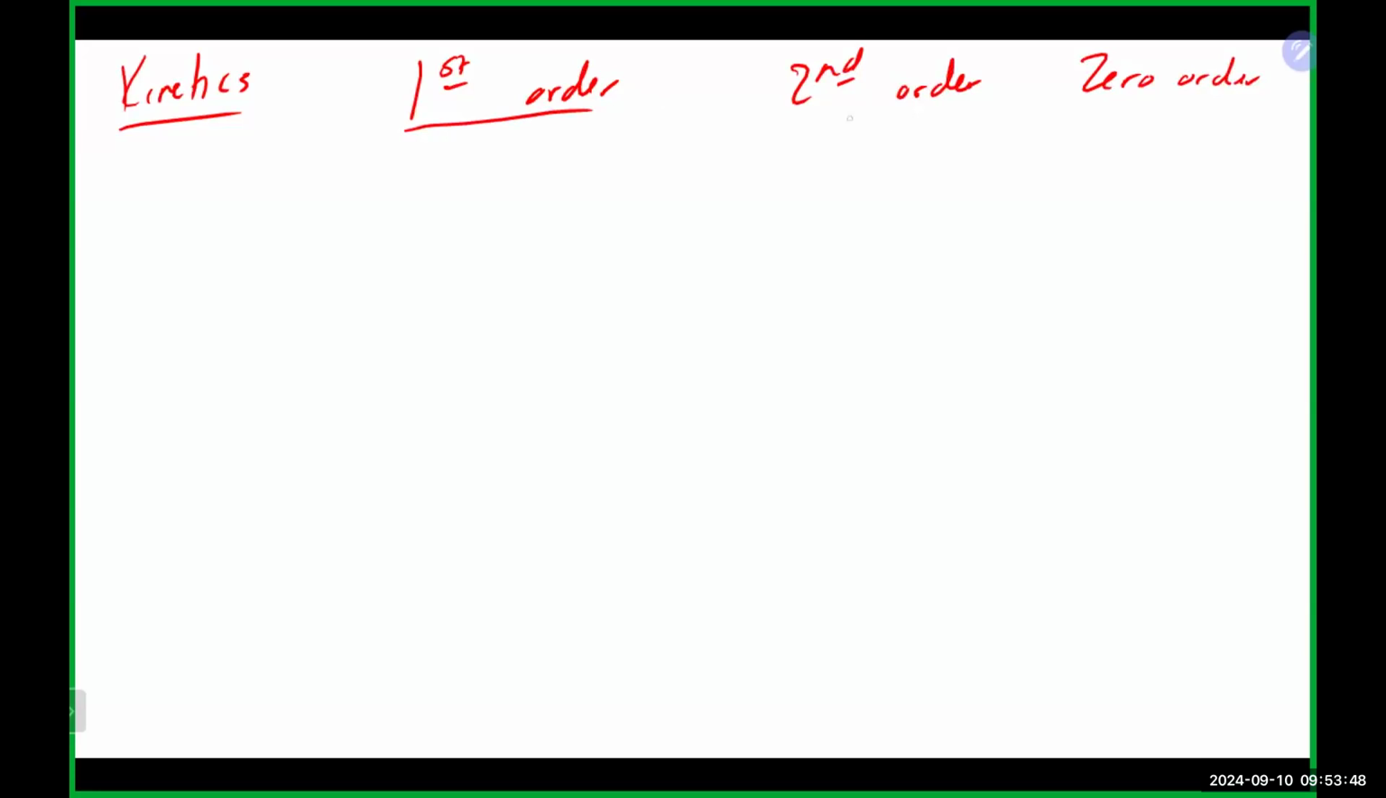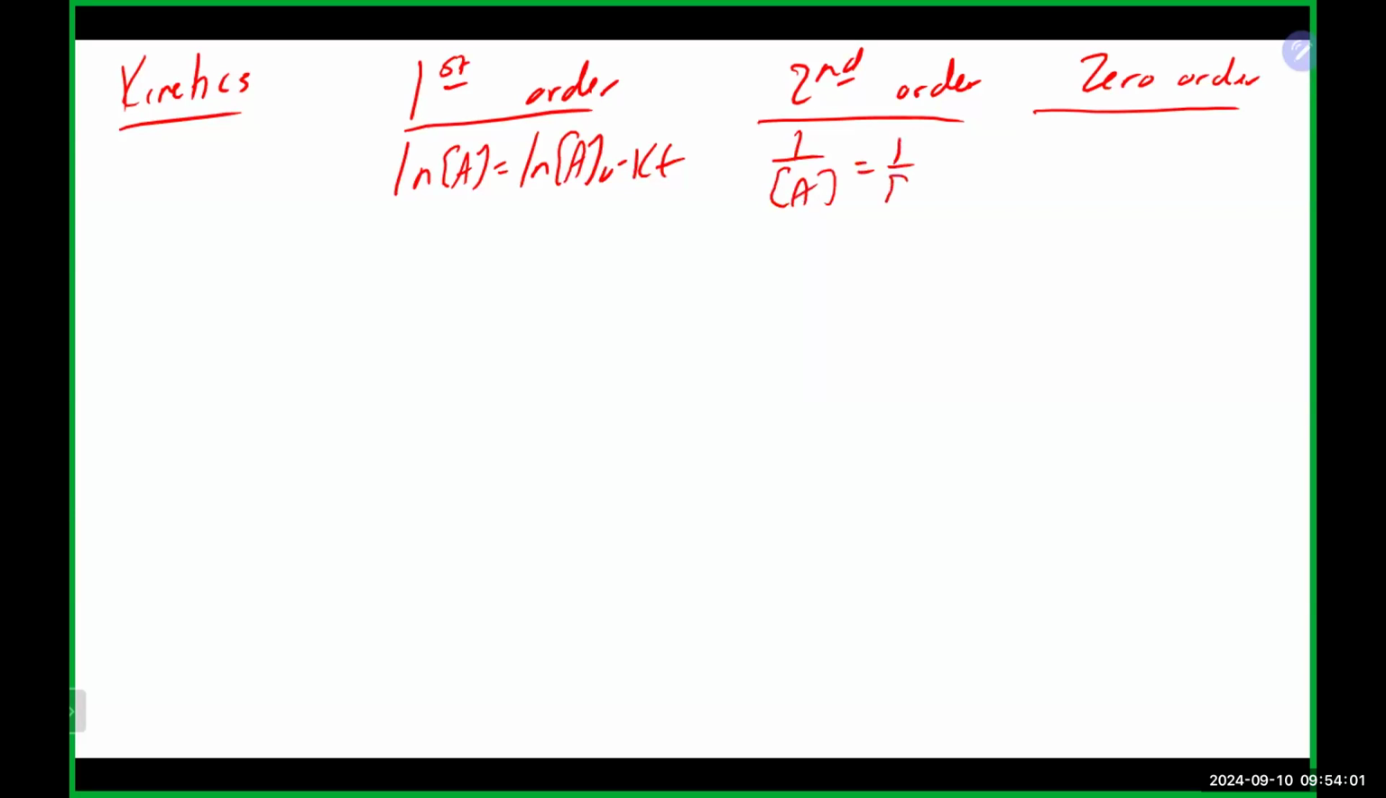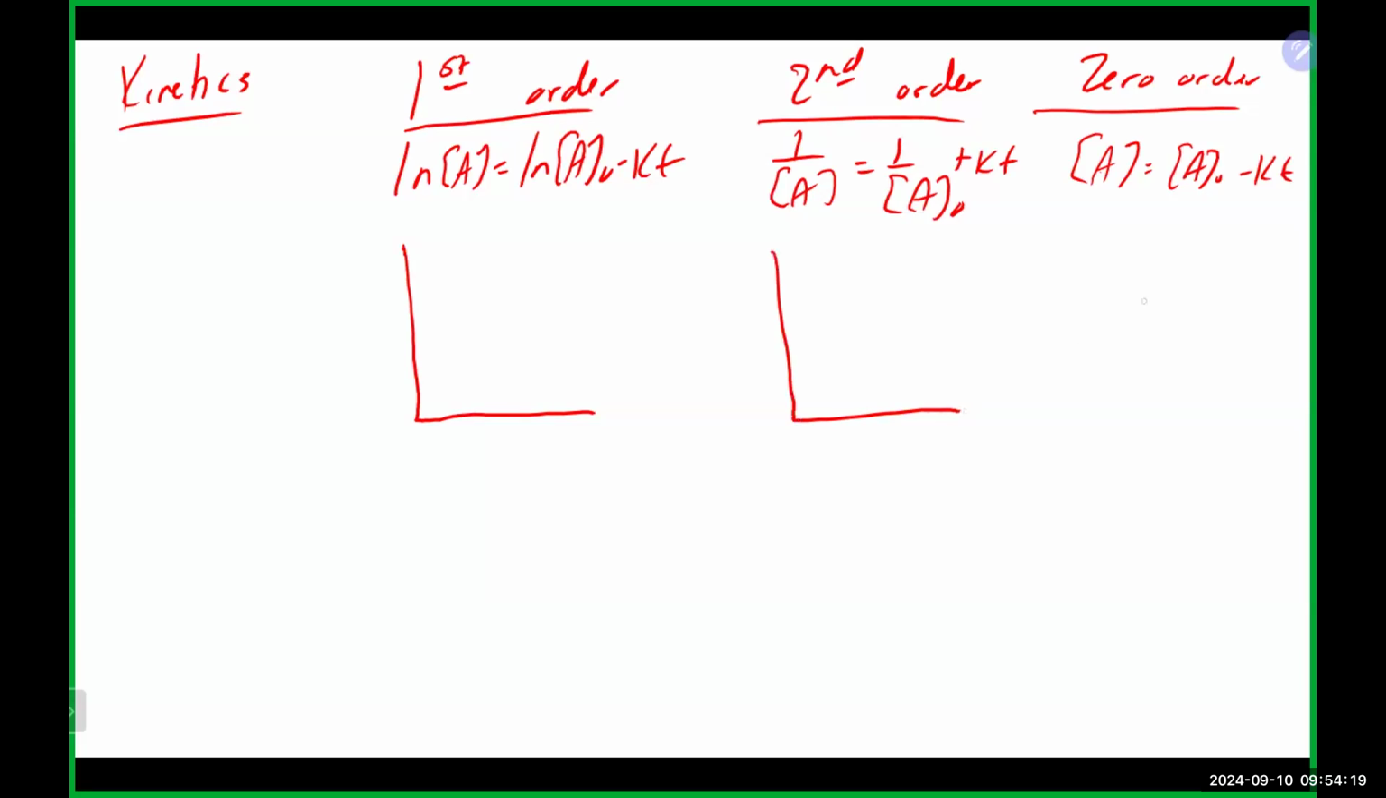Now, each of these has an integrated rate law: natural log of A is equal to natural log of A naught minus kt; 1 over A equals 1 over A naught plus kt; and A equals A naught minus kt. They also have half-life equations and certain graphs that are associated with each of these orders.